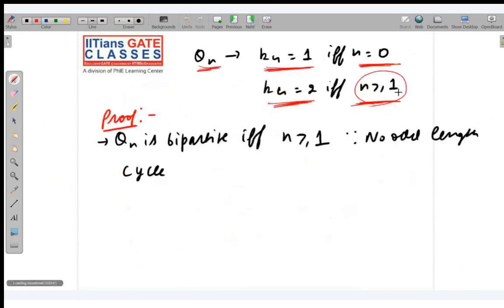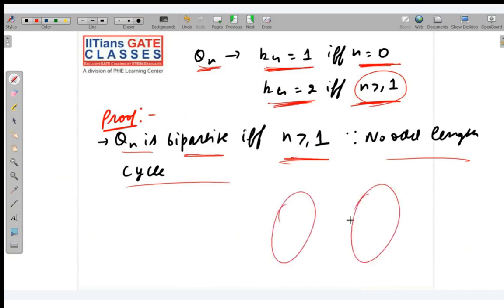So proof: Qn is bipartite if and only if n is greater than or equal to 1, because there is no odd length cycle. And every bipartite graph has chromatic number 2. That is very obvious. See this. If we have a bipartite graph, forget about simple, you take complete, no problem. Since all these are non-adjacent, you take them as red. So they are also non-adjacent. These are adjacent, so you cannot take red, you take green. That's it. So for every bipartite graph the chromatic number is 2.